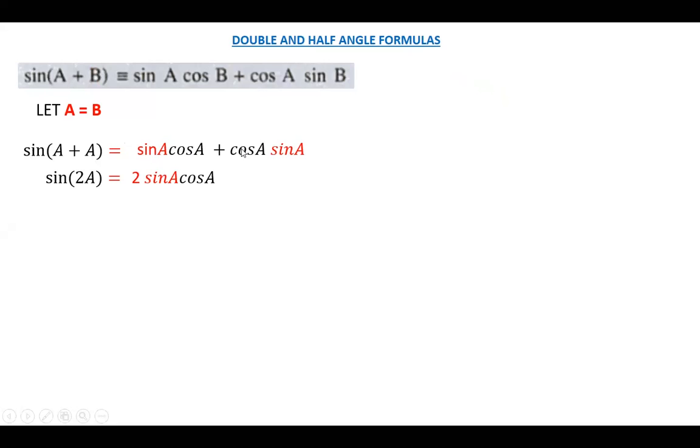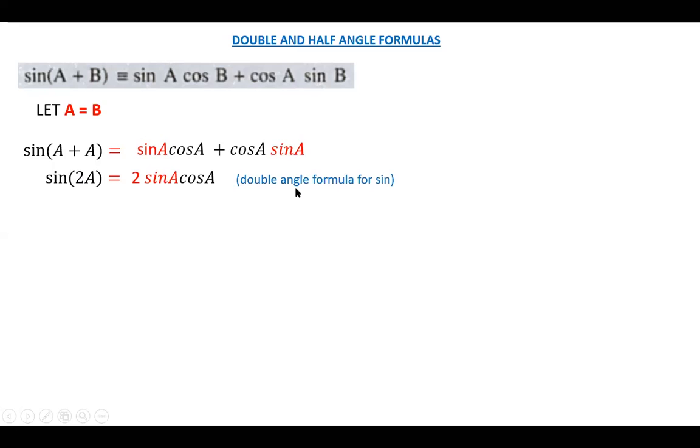So from that, we can now conclude that this is the double angle formula for sine. Why are we calling it double? Because we are doubling two angles which are of the same magnitude. Two times A. Then this is what we're getting here. So this is the double angle formula for sine. This is how you get it.